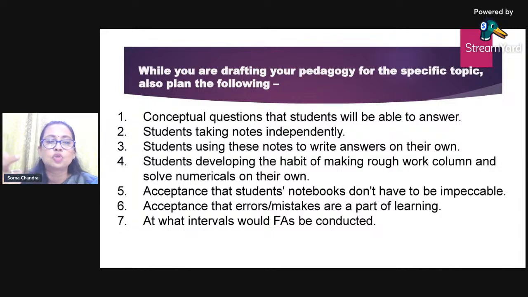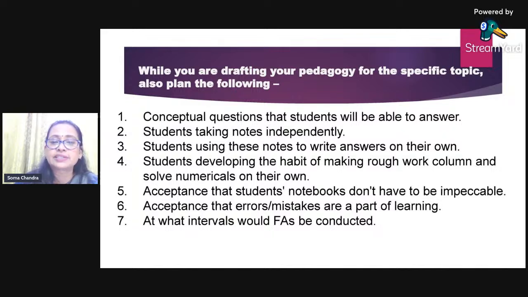Students use these notes to write answers. Students develop a habit of making a rough notebook. Acceptance that student notebooks don't have to be impeccable. Acceptance that errors and mistakes are part of learning. At what intervals FA should be planned. These are very, very important.